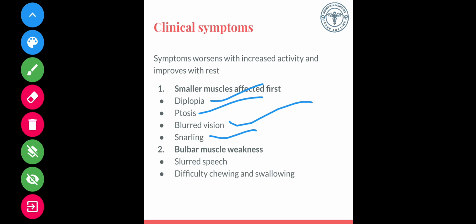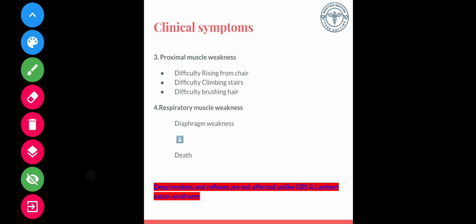And if the bulbar muscle is affected or weakness is present, then we can see slurred speech, and the person cannot chew or cannot swallow. That's due to the muscle weakness. And if there is proximal muscle weakness, then you cannot rise from the chair. If you are sitting in the chair, you will keep sitting as such, you cannot rise, and there will be difficulty in climbing the stairs, and you even cannot brush your hair.